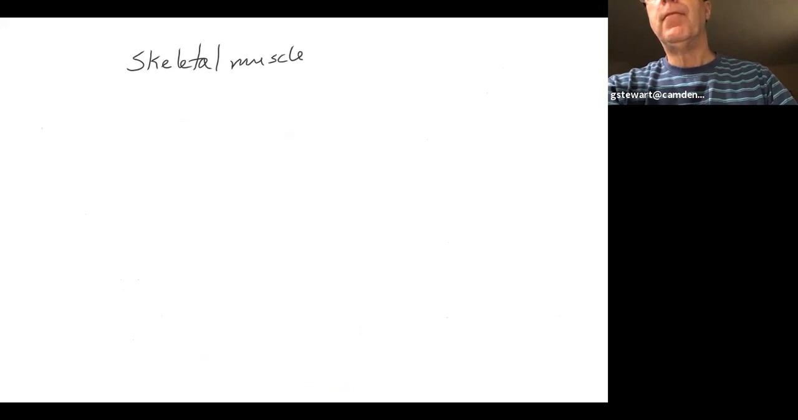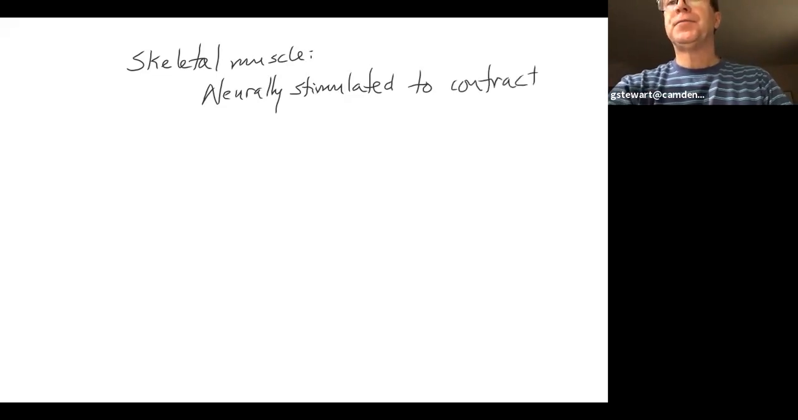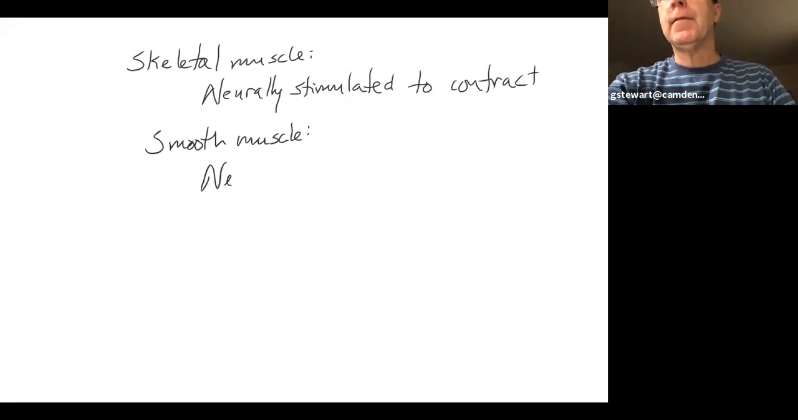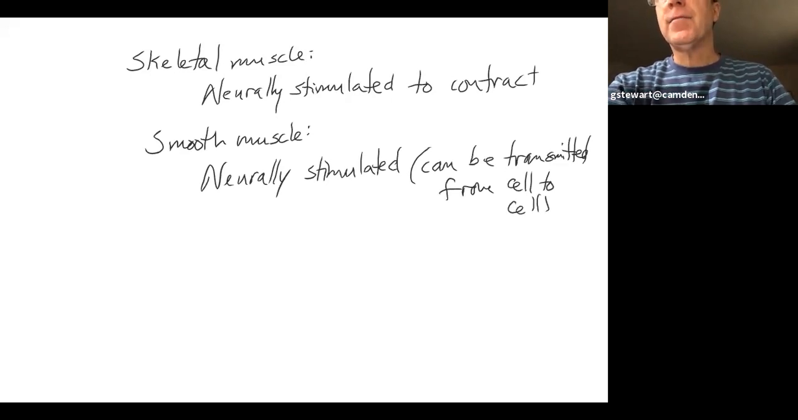All right, last statement of the day, I promise, is this. In skeletal muscle, it must be neurally stimulated to contract. Each individual cell, smooth muscle, can be neurally stimulated, but each individual cell does not have to be stimulated. I'm going to say it can be transmitted from cell to cell through those gap junctions, and this is a big and, smooth muscle cell can be hormonally stimulated.